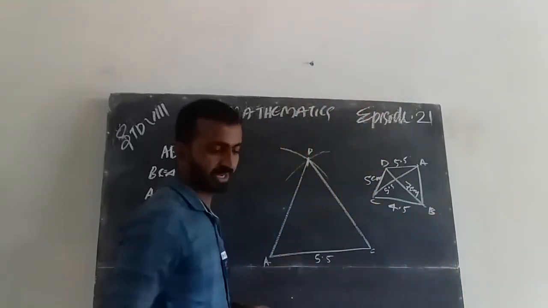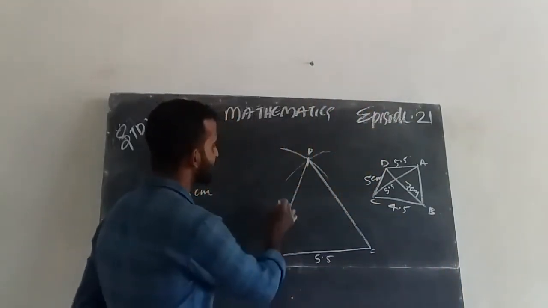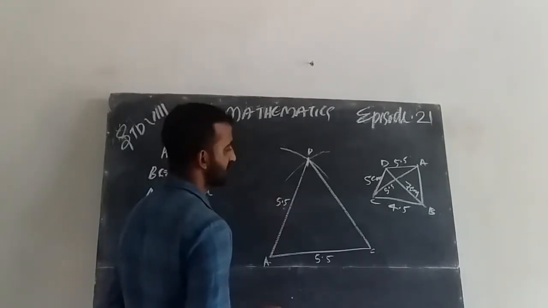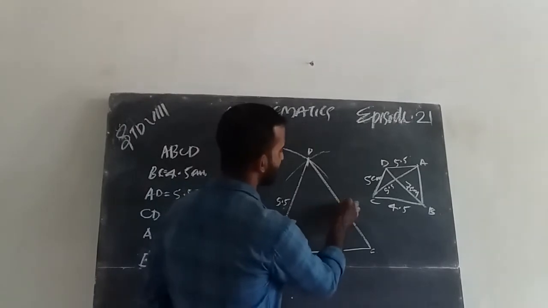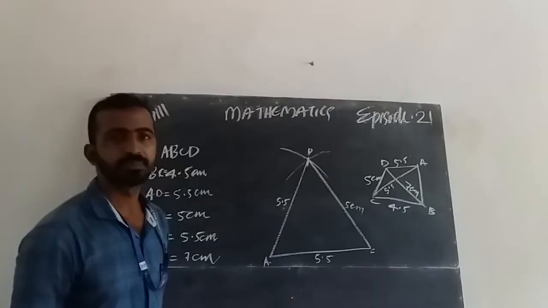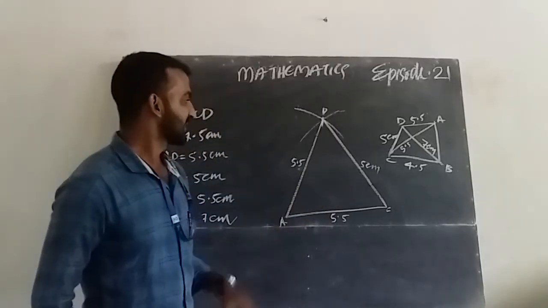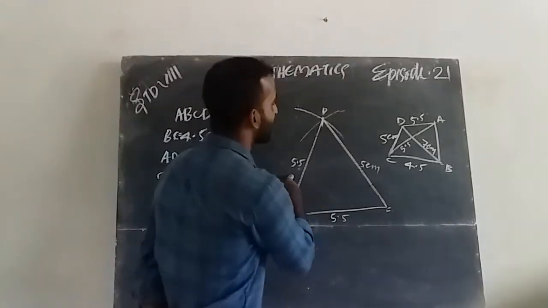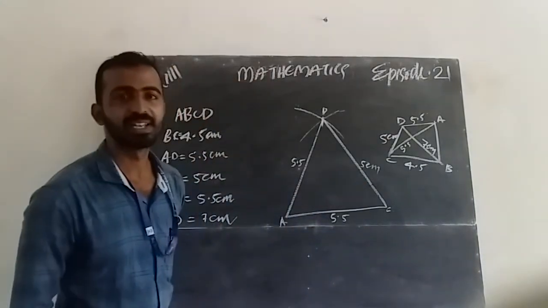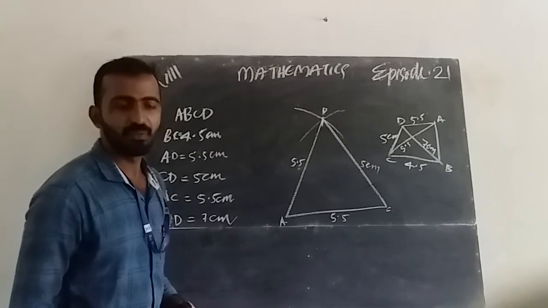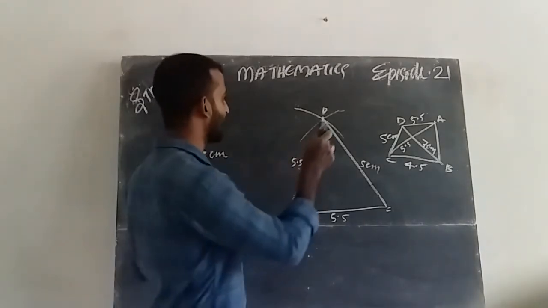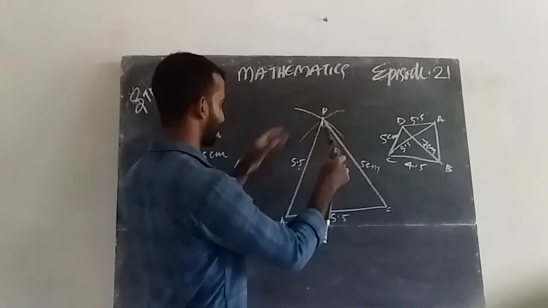B, C, D, C. Here AD is 5.5 and CD is 5 cm, and make an arc. Is it? Yes. Next, we take 7 cm on the compass and make an arc with center D.